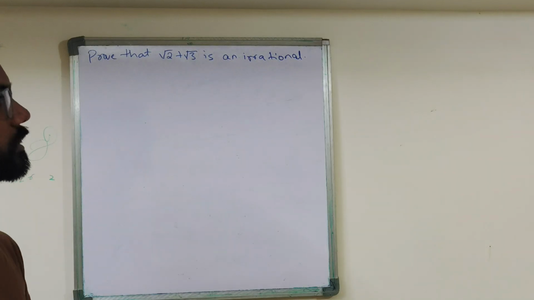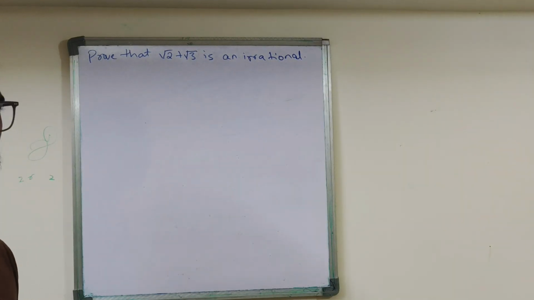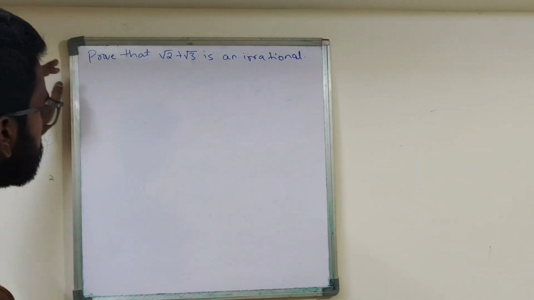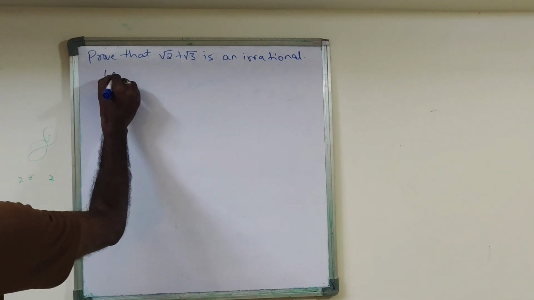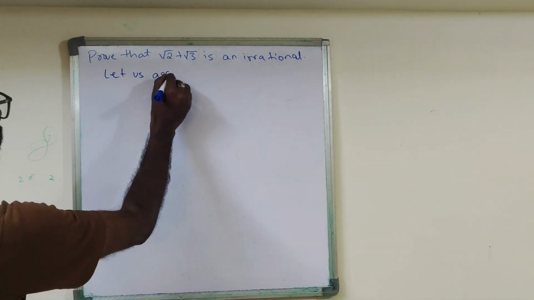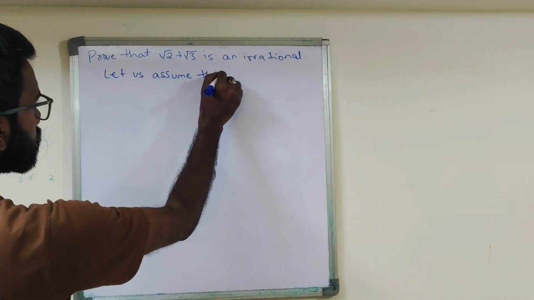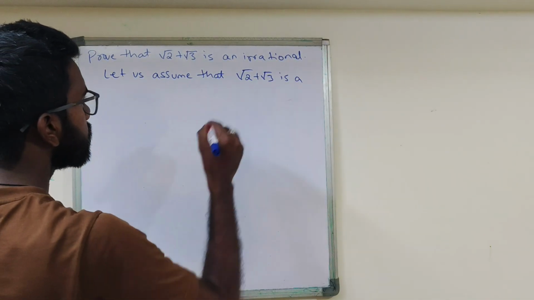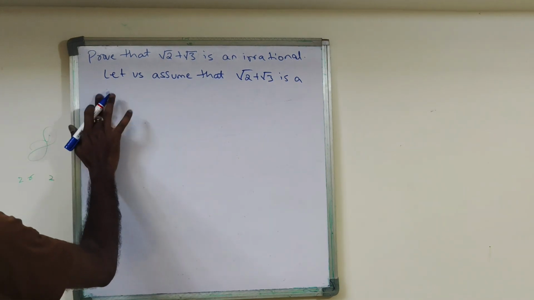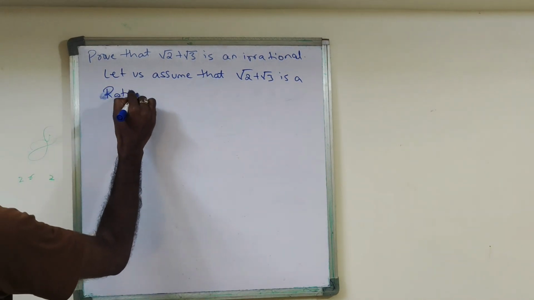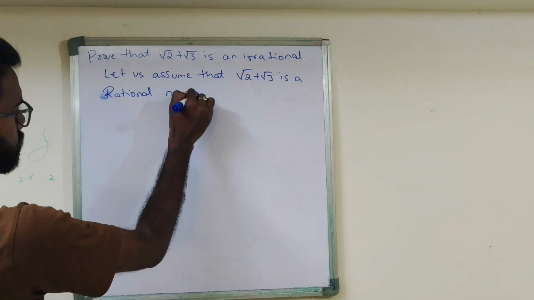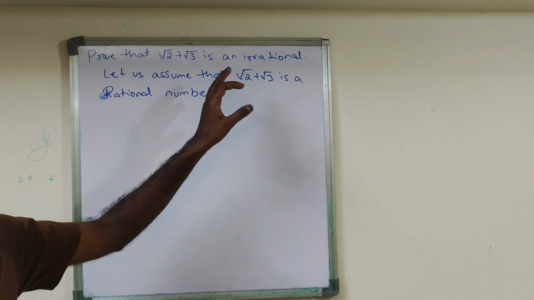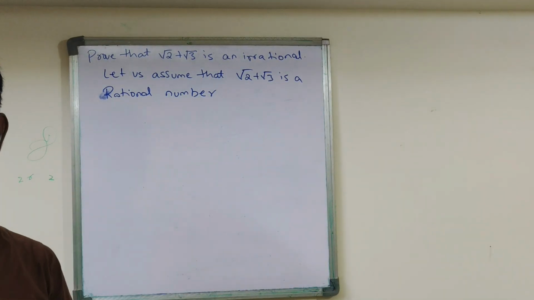Today we are going to learn proving irrational. Prove that root 2 plus root 3 is irrational. Let us assume that root 2 plus root 3 is a rational number. So the first step is we consider root 2 plus root 3 as a rational number.